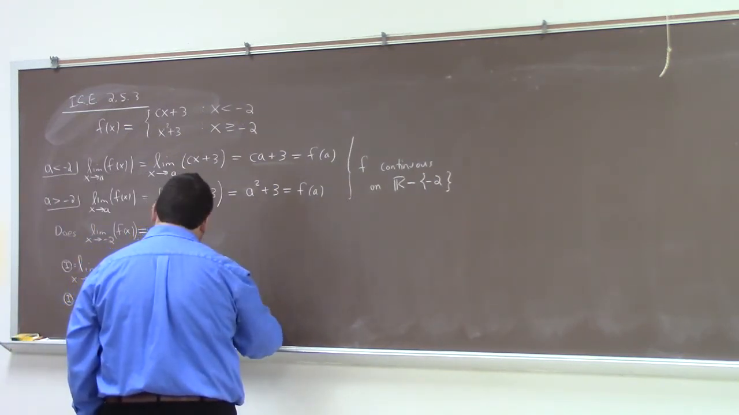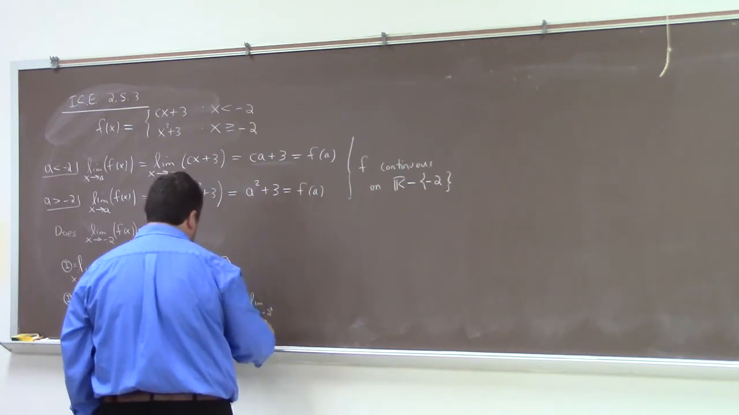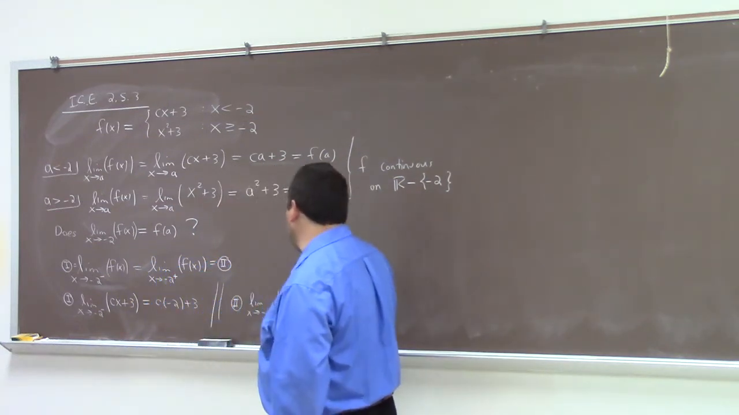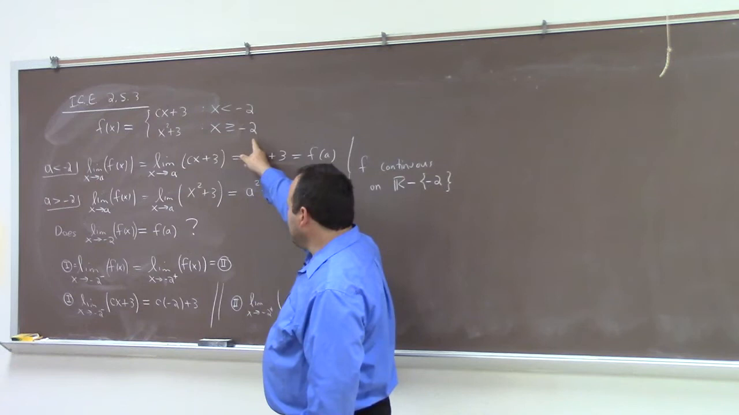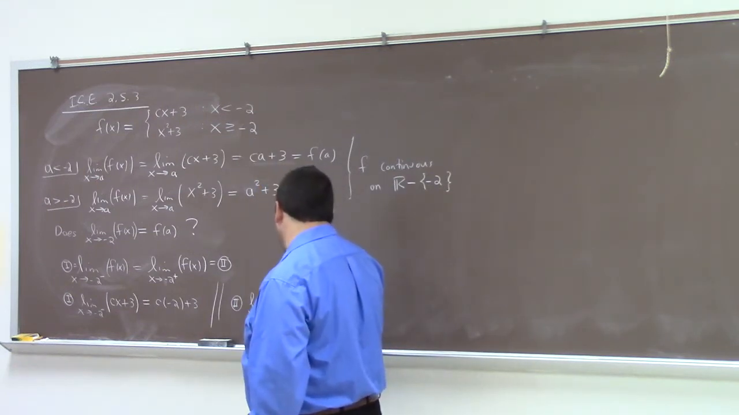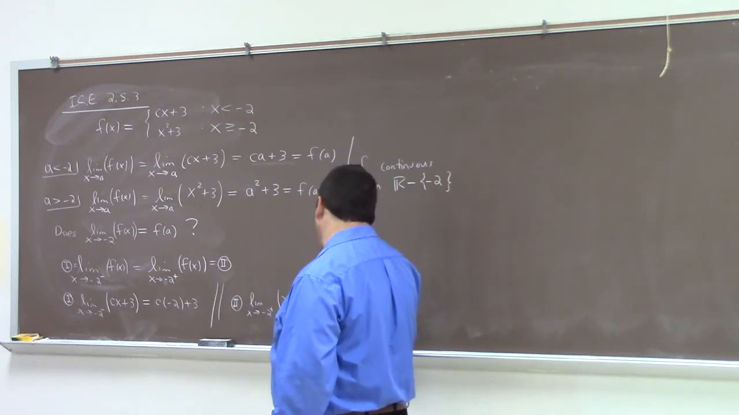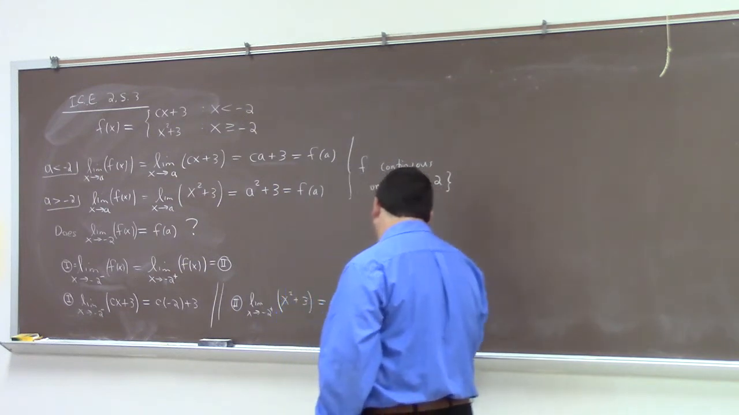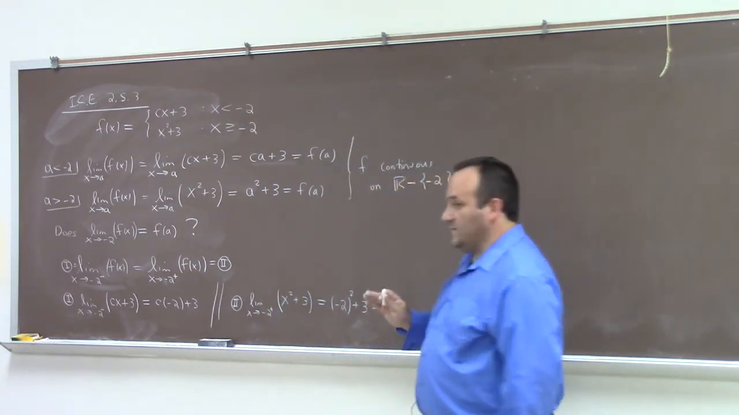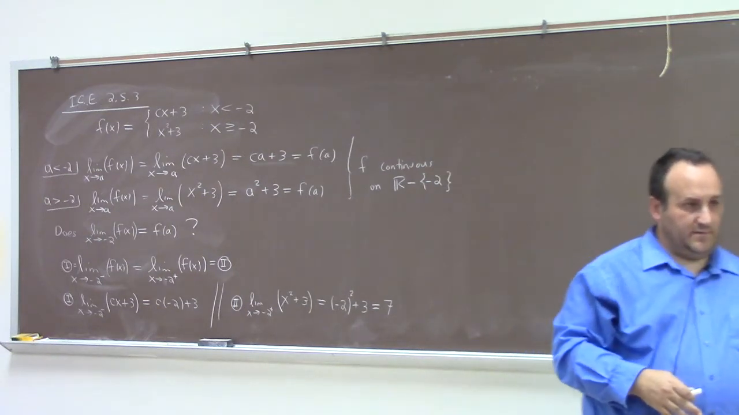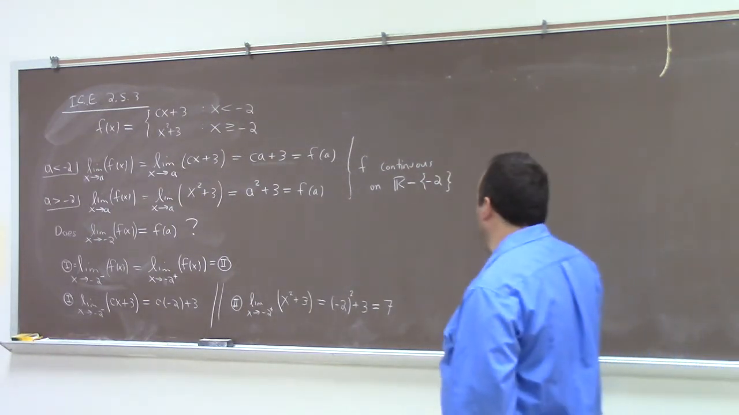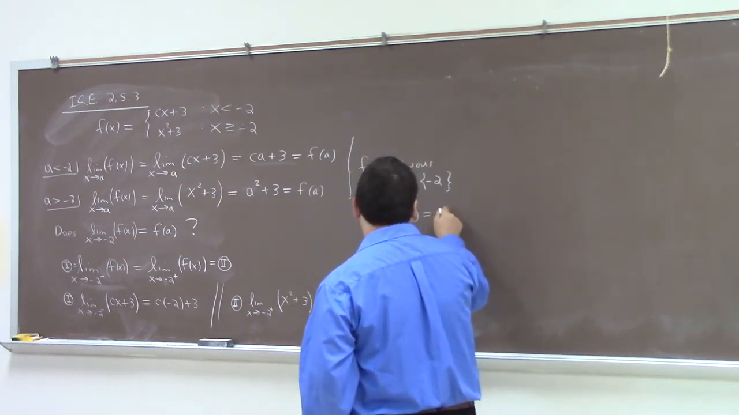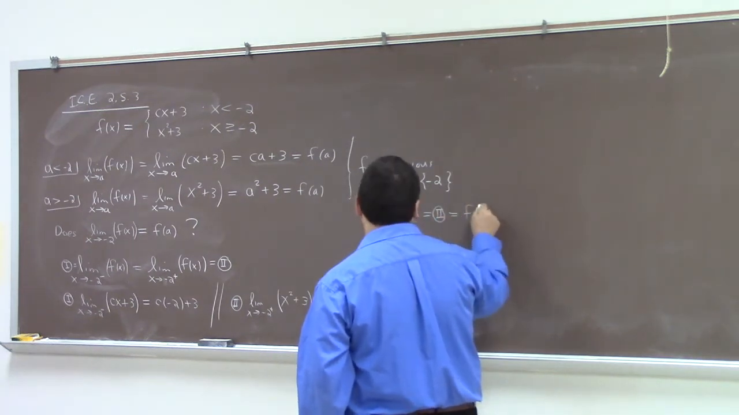Limit as x goes to minus 2 from the right. And, okay, so f of x, what's there? For x greater than minus 2, we have x squared plus 3 as the formula. So we plug in, we've got minus 2 squared plus 3, which is 7. So we need 1 and 2 both to match, right? So 1 equal to 2 equal to f of a.